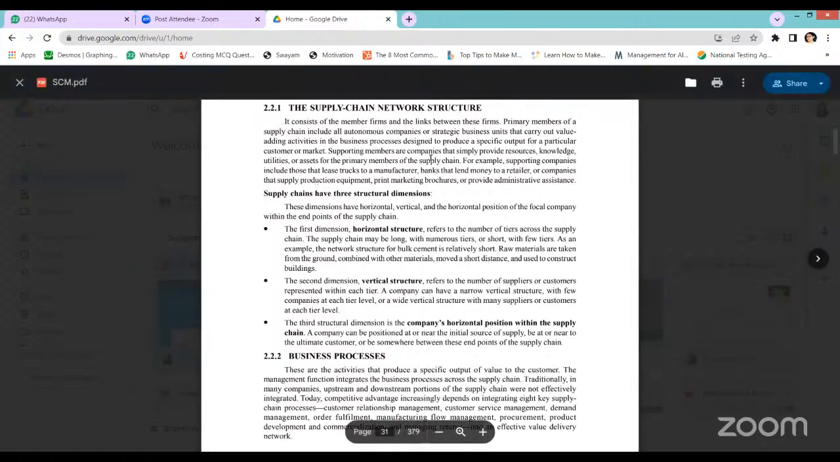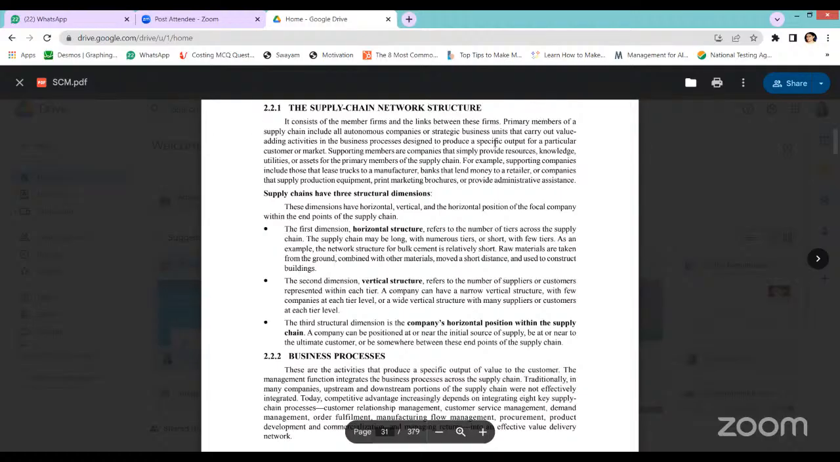Supply chain network structure: what does it consist of? Network is what we all know. What is a network? A network is a group of members or links connecting different people. So here, a firm consists of member firms and the links between these firms. Say a manufacturer may have different firms in connection, with links to those firms, the suppliers as well as the distributing systems.